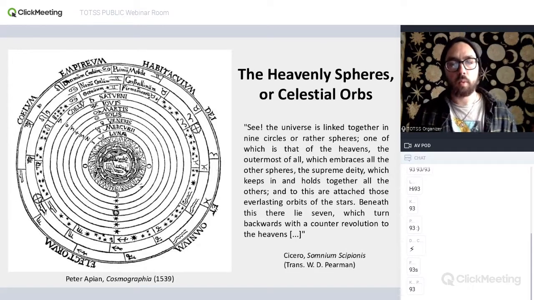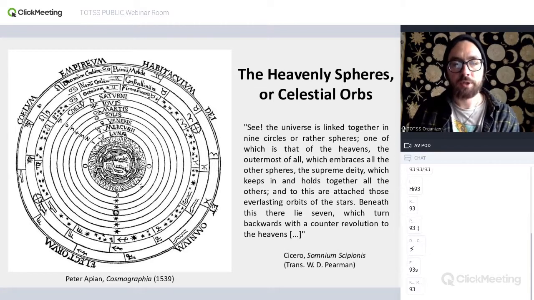All right, there's a text from the Roman author Cicero, The Dream of Scipio, or Somnium Scipionis. It's a short text, but it became really influential. Macrobius wrote a commentary on it, and through that commentary this cosmology of nested spheres really spread. Here's a quote: "See, the universe is linked together in nine circles, or rather spheres, one of which is that of the heavens, the outermost of all, which embraces all the outer spheres, the supreme deity, which keeps in and holds together all the others." We're talking about the primum mobile here.